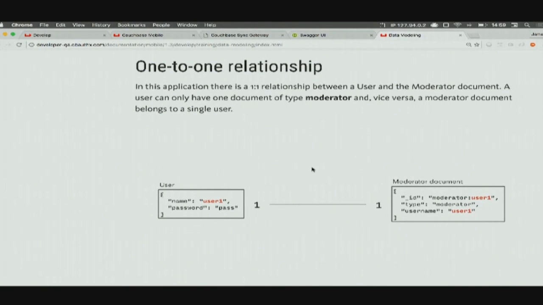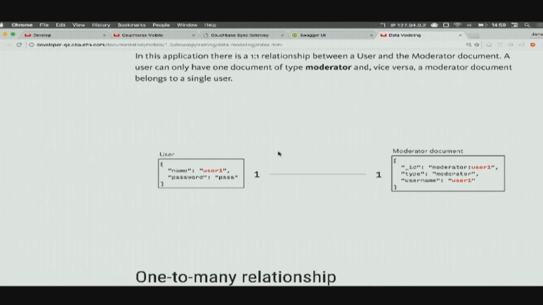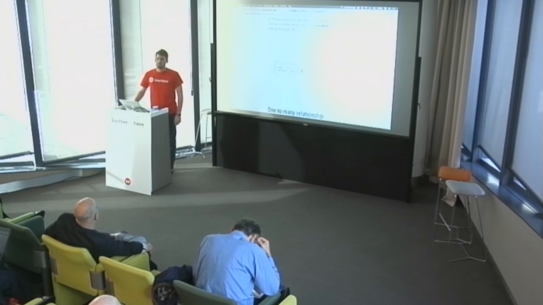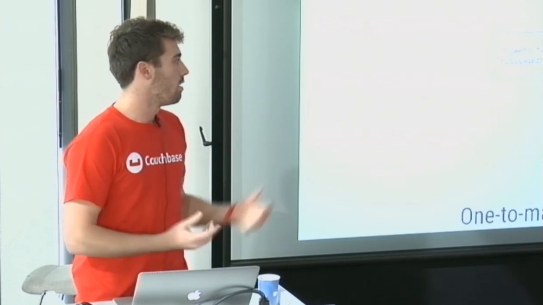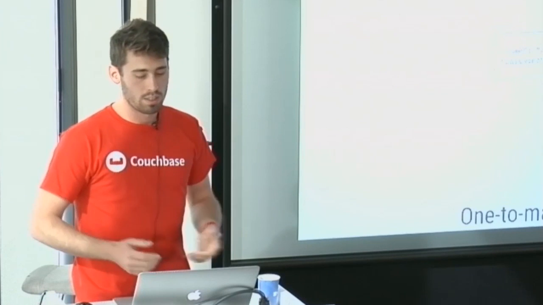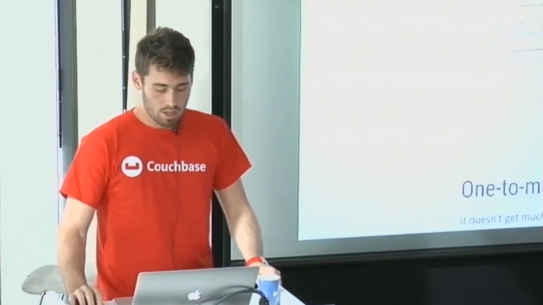You can also have a one-to-one relationship. So here it's a user, and there's a moderator document which grants that user the role of a moderator. We'll get back to that later, but it's the same. It's just that instead of having many, you've got one. Okay, so let's go back to the presentation.